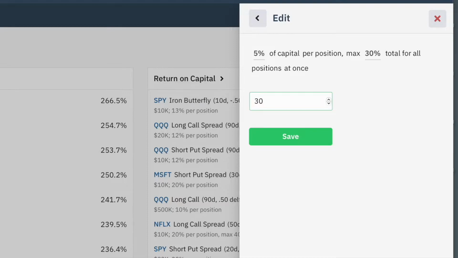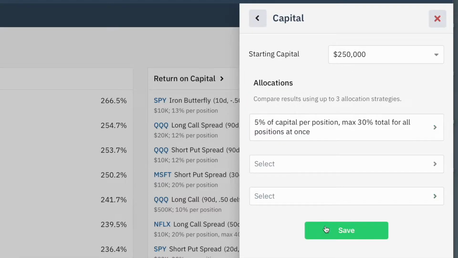30%. Right, so basically amongst all the trades together that have been made during this backtesting period, at most we're going to use 30% of our capital, which if we divide 30 by 5, we get 6, right? 6 times 5% is 30%, so ultimately that means we're going to have at most 6 different positions on at the same time. And then the remaining 70% of our capital is just going to sit in cash. So that looks good. Go to save and then save again.